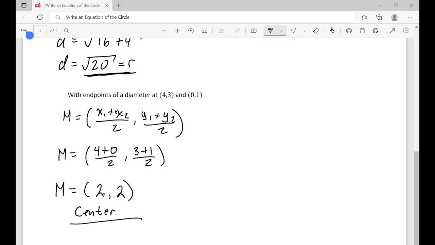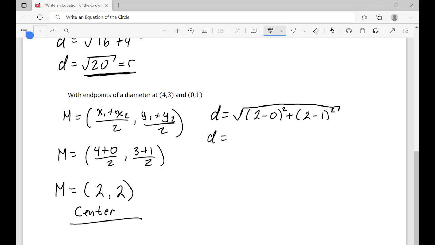And now I have my center, but I still need my radius. So I'm going to do the same thing I did before. I'm going to find the distance between my center and one of the endpoints. And you can choose either one. Choose whichever you think is easier. And I honestly think (0, 1) is easier, so that's what I'm going to do. So the distance is going to be equal to the square root of (2 - 0)² + (2 - 1)².